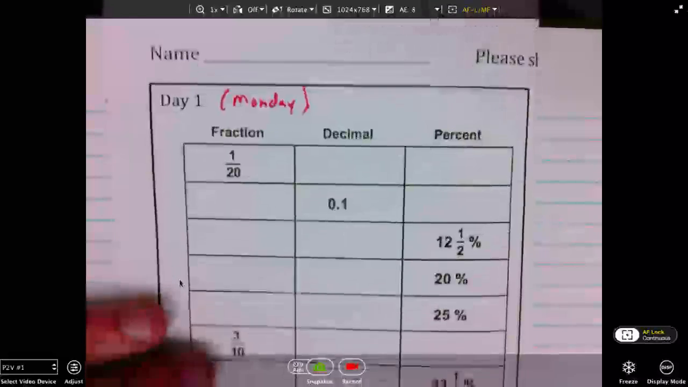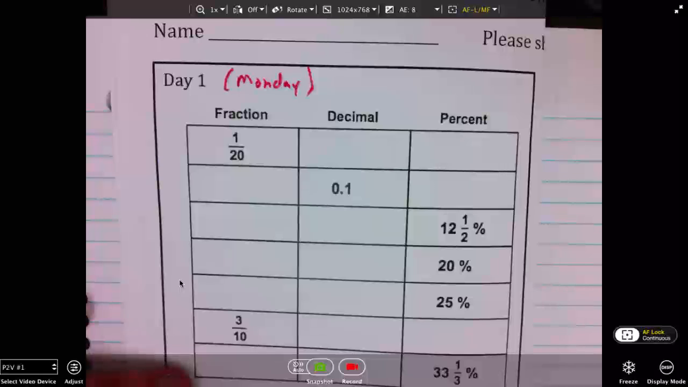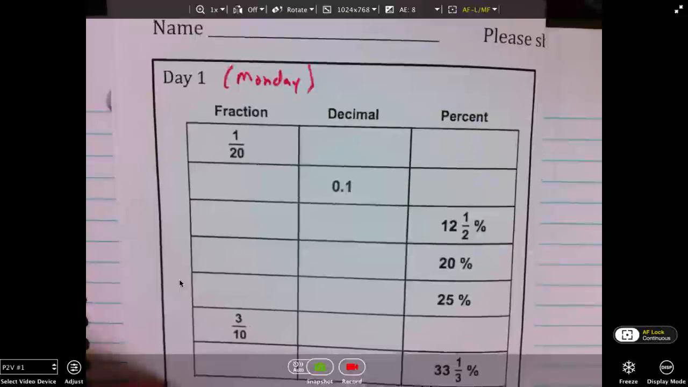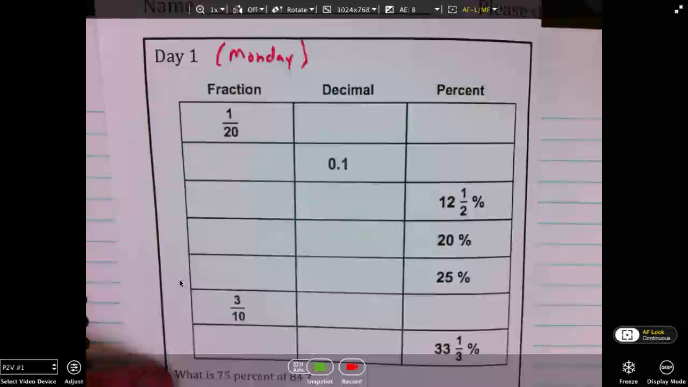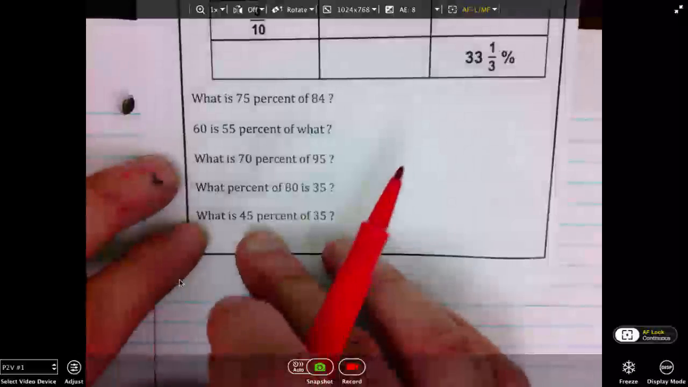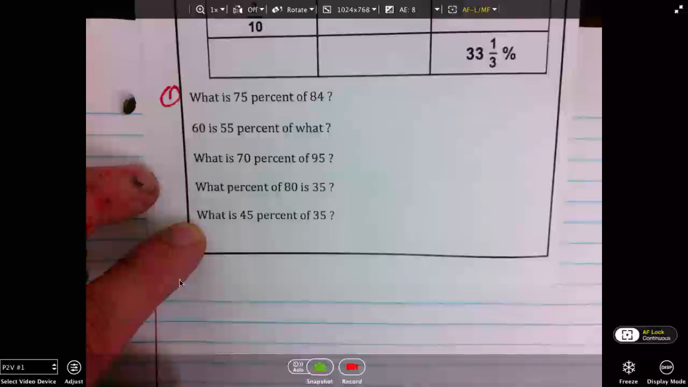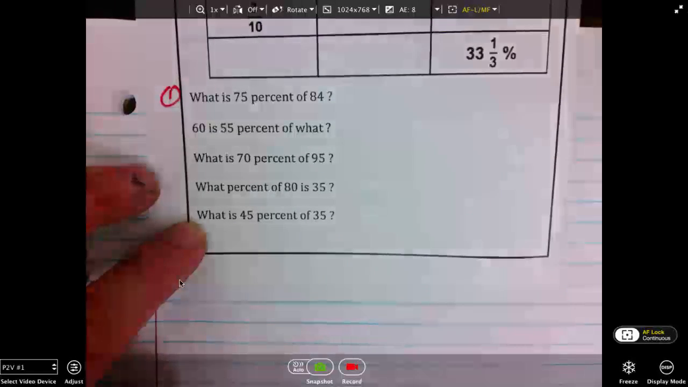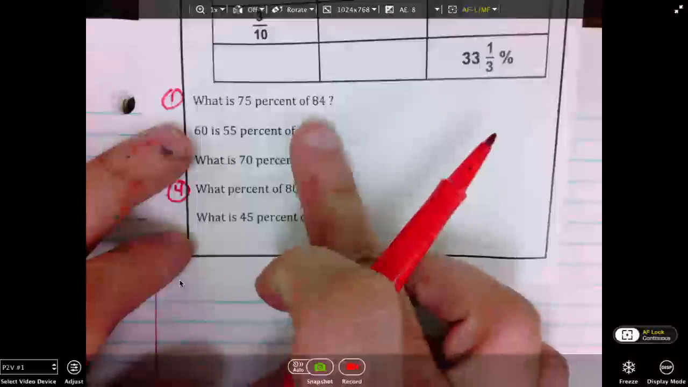Okay. Day 1, the first is this grid where we're converting fractions to decimals and percents. We completed this together in class. From the bottom section that deals with percents, I'm going to do number 1 here. What is 75% of 84? We don't have quite enough room here, so I'm going to go over to some scratch paper.